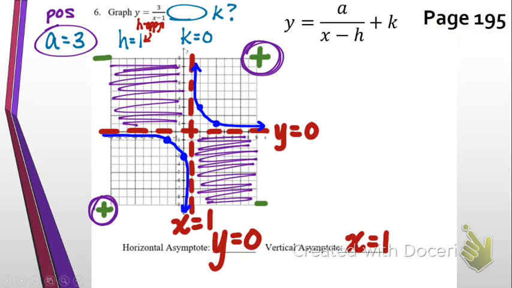Beautiful, beautiful work. If you don't see k, k is 0. If you don't see H, H is 0. Because we're working with fractions, this is one of the few times that you will always be told A even when it's 1, because you can't leave the numerator blank.